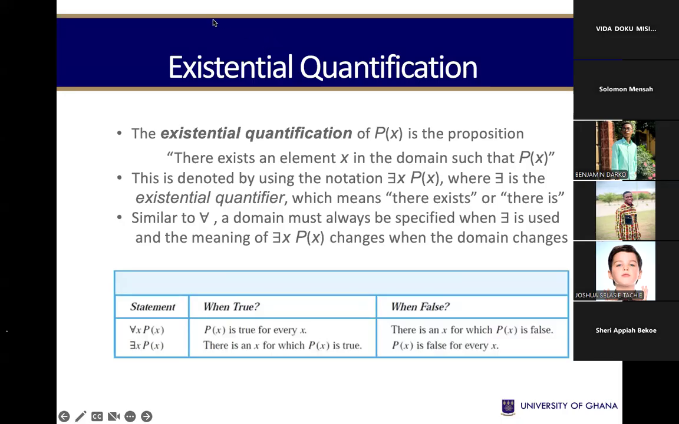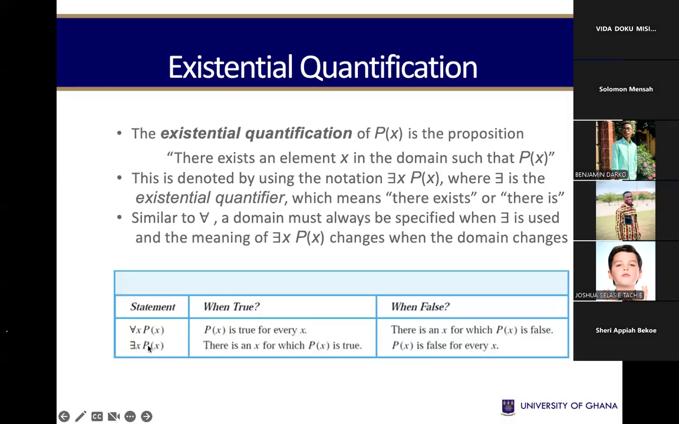So let's look at this table and try to understand when the statement should be true and when it should be false. Let's start with the first part, the universal quantifier for all x P of x. We are saying that it is true when P of x is true for every element x in the domain under consideration. Again, it is false when there is an x for which P of x is false. It means that for the universal quantifier to be false, we need to locate that counterexample that will make the statement false. Then we can conclude that it is false.